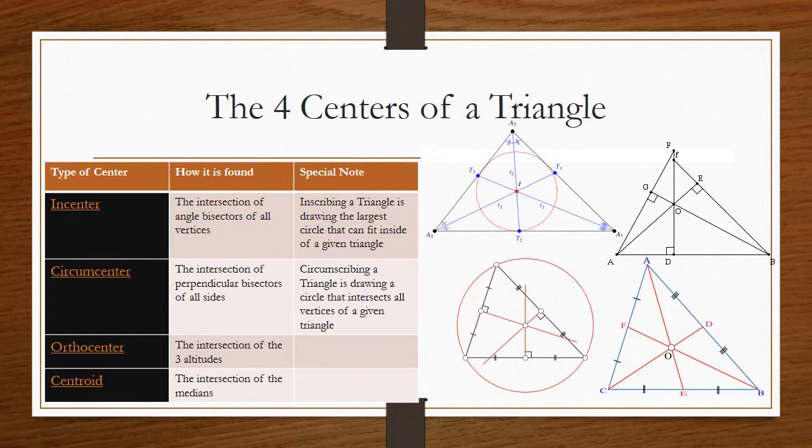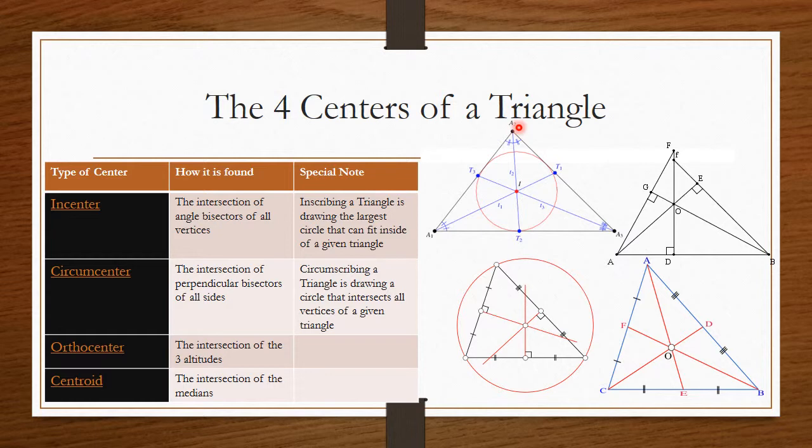The four centers of a triangle are the incenter, the circumcenter, orthocenter, and centroid. Now, each of these are used in various different ways, but they are found using several different line segments that can be either created from the sides or the angles of the triangle. So the first is the incenter. That is the intersection of all the angle bisectors.